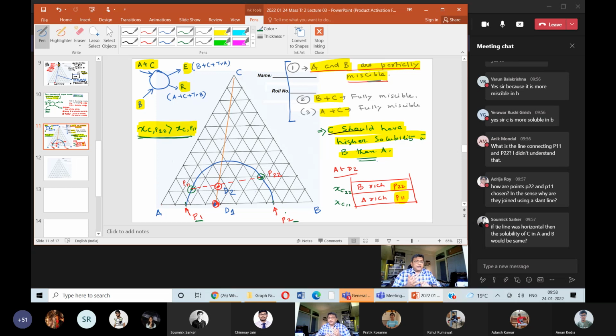No, the line will not be horizontal. Yeah, Shomik, you have got it correctly. Had the solubility of C been the same in A and B, the line would have remained horizontal. Perfect. Right?